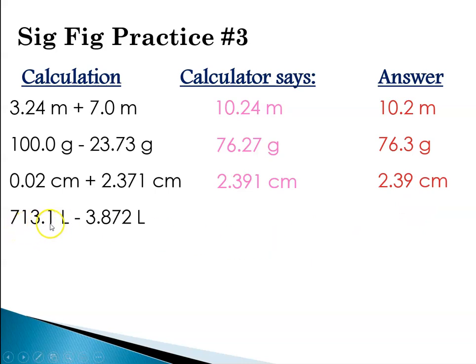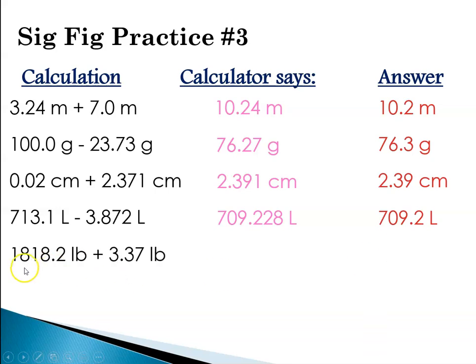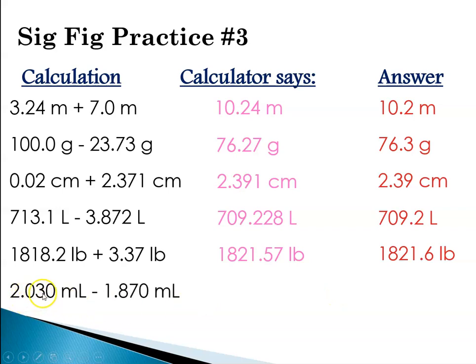Here, 713.1 minus 3.872. This is what my calculator gives me. My least precise measurement is to the tenths place. I'm going to need to round to the tenths place, so my answer will be 709.2. 1818.2 plus 3.37. Calculator gives me this. My least precise measurement is to the tenths place, so I'm going to round to the tenths place. The number immediately following it is a 7, so I'm going to round up. So my answer will be 1821.6.